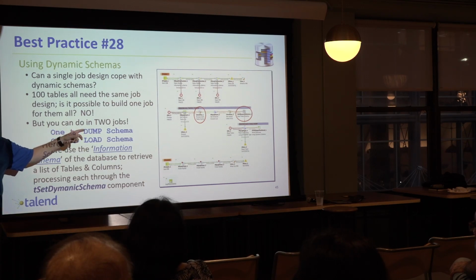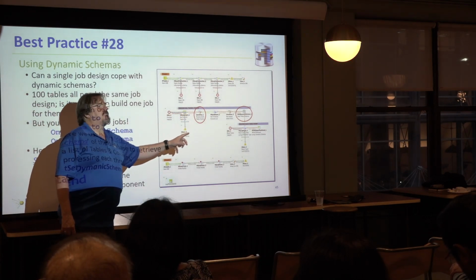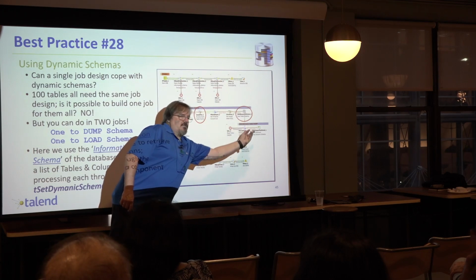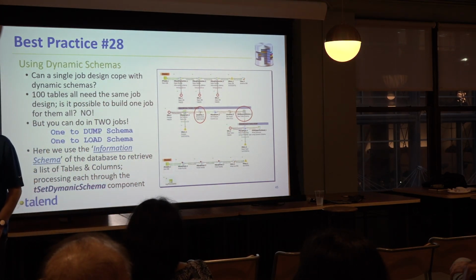The reverse logic is all you need to do for the second job, which is still go get the list of tables, the list of columns, and save the schema object, but flip those two things around. Read the file, and then write it out to where it's going. So this is a great technique for moving data from Oracle to SQL Server, and everything stays the same.